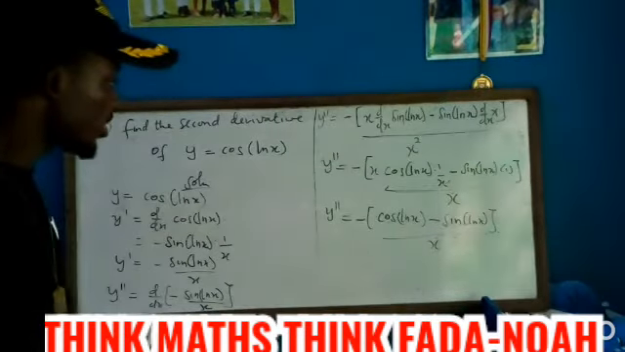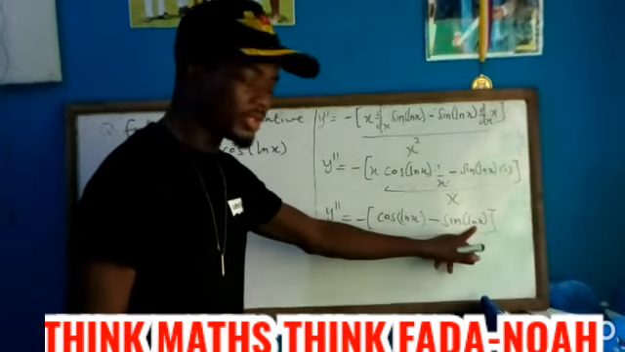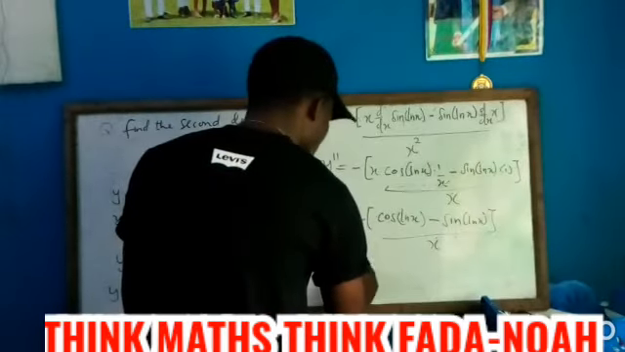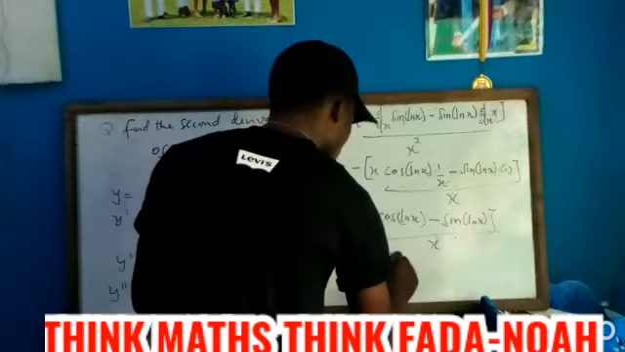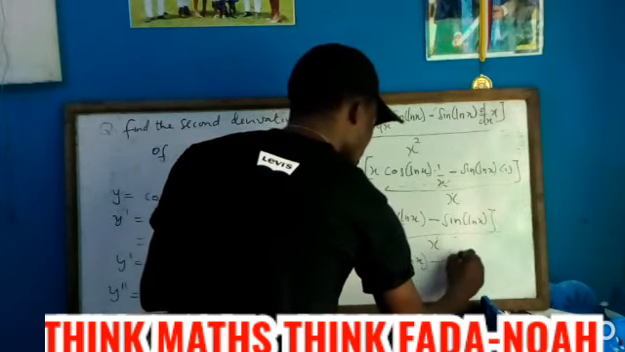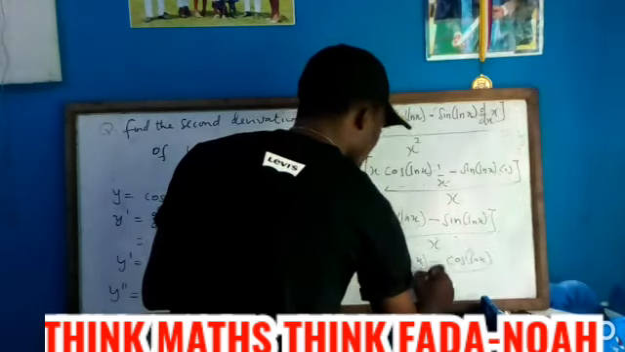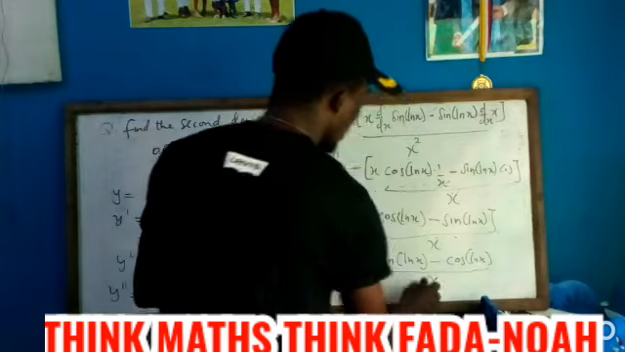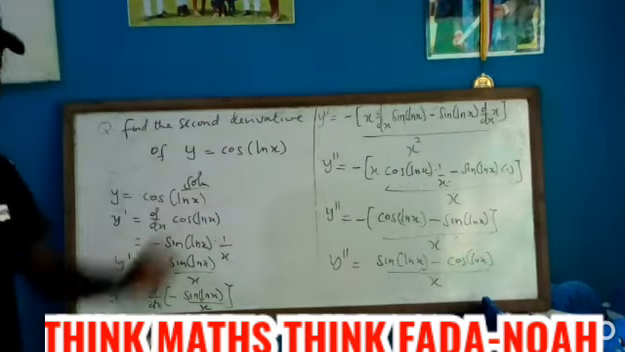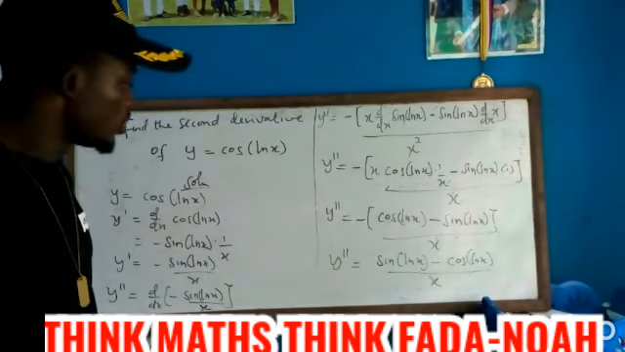Alright, so when you multiply negative through, this sine ln x will become positive. So we can write this one first. So we have y prime prime to be equal to sine ln x minus cos ln x all over x. So this is our second derivative for y equal to cos ln x. Alright, very simple and straightforward.